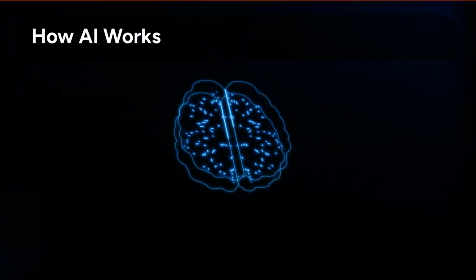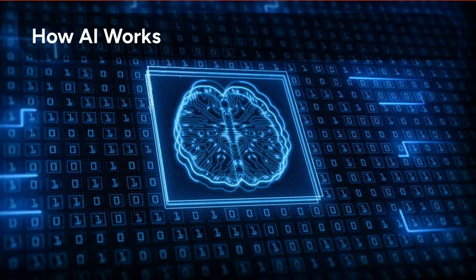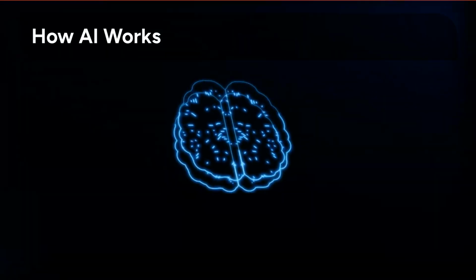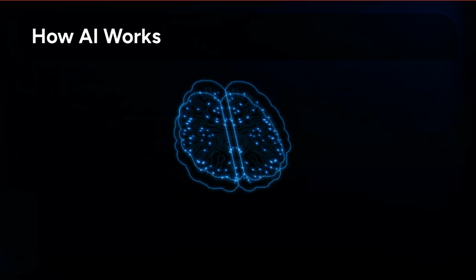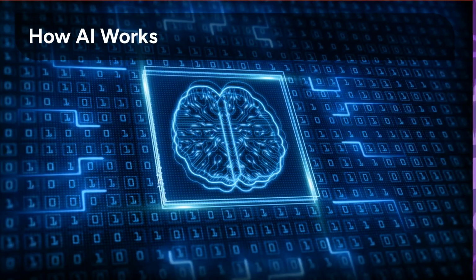So how does AI actually work? At its heart, AI relies on algorithms and data. It learns from patterns and vast amounts of information, allowing it to make predictions or perform tasks. It's like teaching a child by showing them many examples.